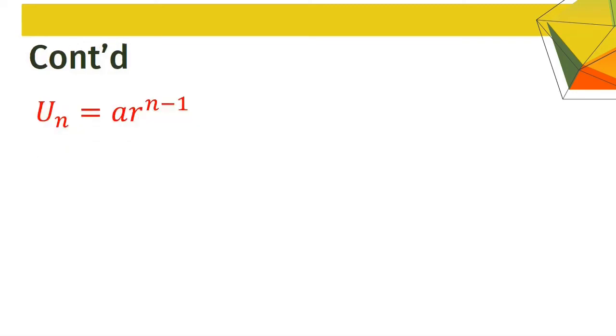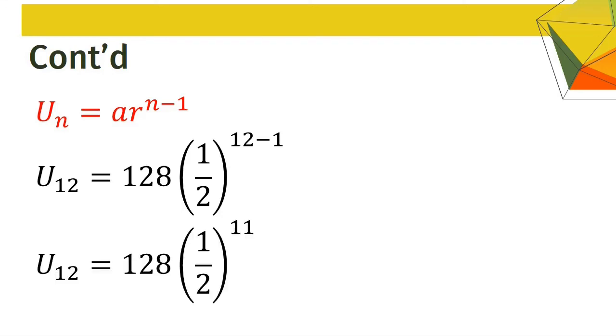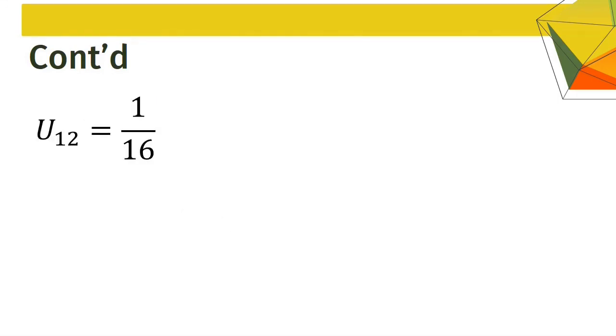Now we can substitute our values into our formula, and that produces U12, which is the 12th term, given by the first term, which is 128, multiplied by the common ratio half, or 1 out of 2, exponent n, which is 12 minus 1. And 12 minus 1 obviously becomes 11. And in conclusion, the 12th term of the geometric progression is 1 out of 16.